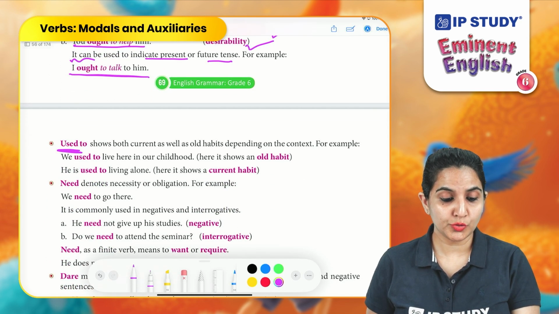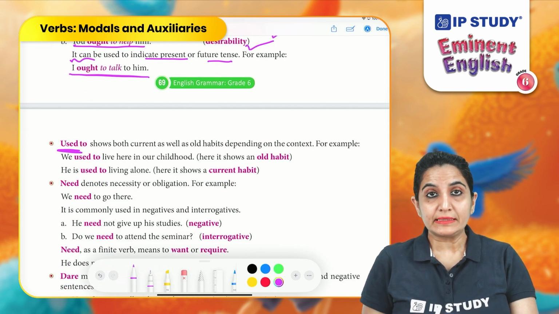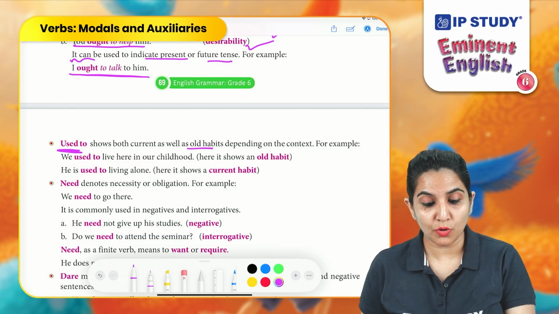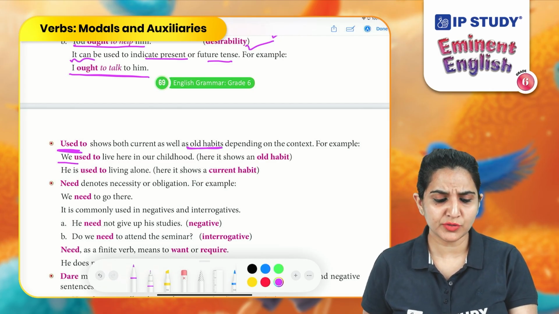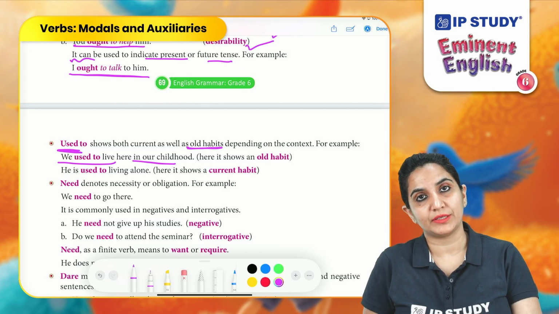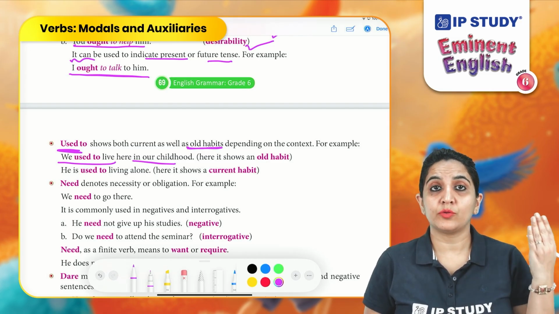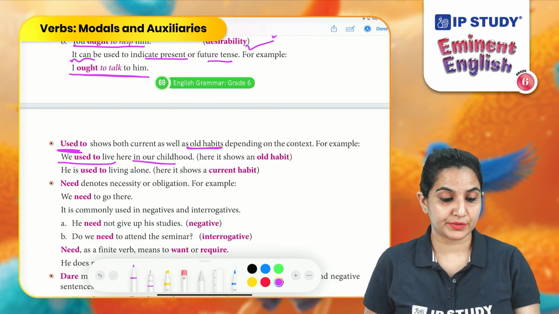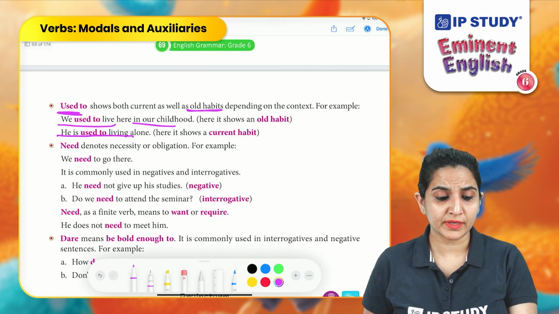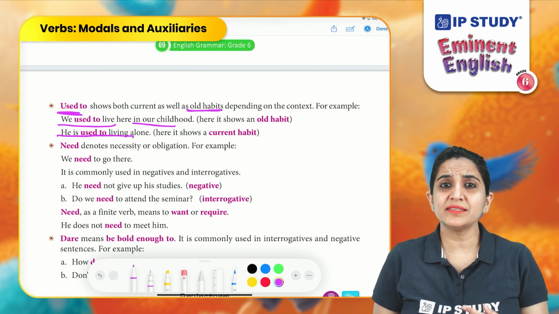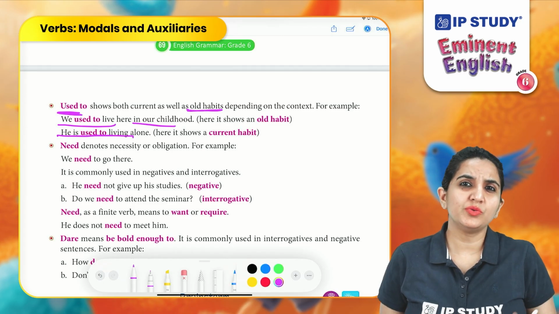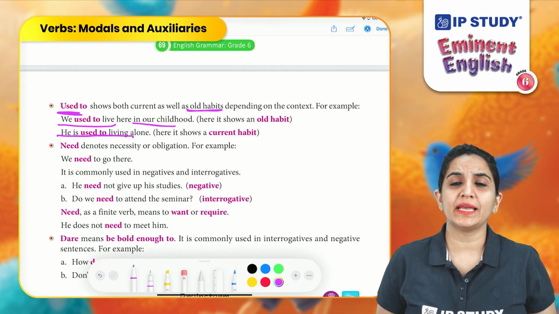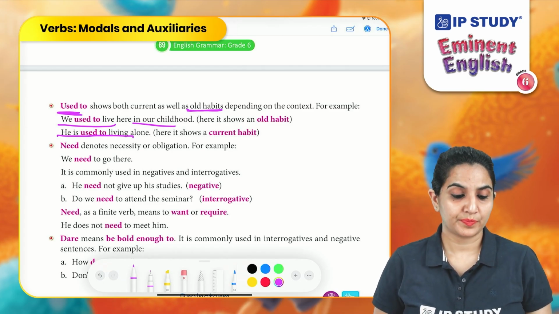Used to. Used to shows both current as well as old habits depending on the context, such as we used to live here in our childhood. This is an old event, an old habit. He used to living alone. Now, this is his current habit, right? He is used to living alone. He is used to doing hard work, right?